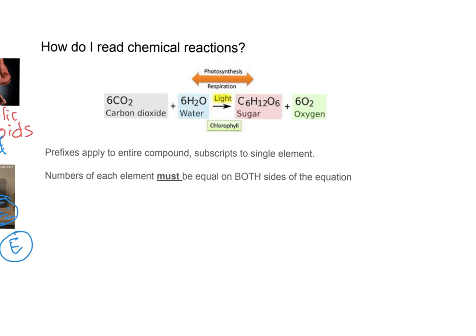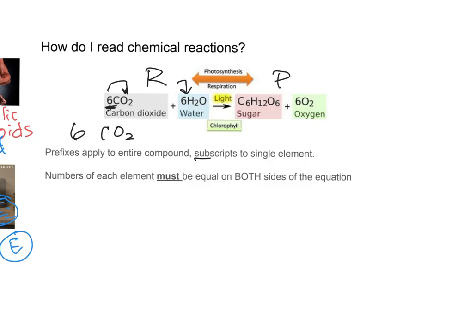Okay, last slide. We're just going to remind ourselves how to read a chemical reaction. Real quick, you guys should be pretty good at this after having taken chemistry. Reactants are on the left side of the arrow. Products are on the right side of the arrow. The prefix, which is this number here, applies to the whole molecule. So I have 6 CO2 molecules and 6 water molecules. It's not saying that I have 6 carbons.